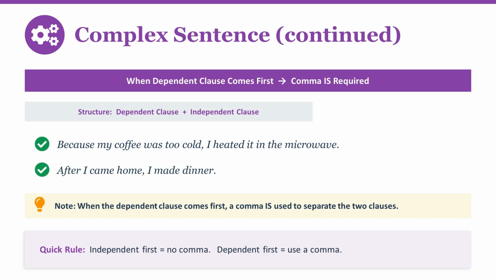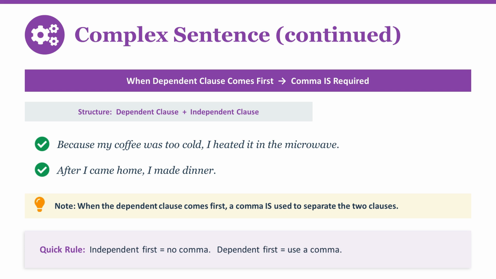Now let us look at the other arrangement of a complex sentence, where the dependent clause comes first. For example, because my coffee was too cold, I heated it in the microwave. Here, the dependent clause is because my coffee was too cold, and the independent clause is, I heated it in the microwave. Another example, after I came home, I made dinner. Notice that in both of these examples, there is a comma separating the dependent clause from the independent clause.